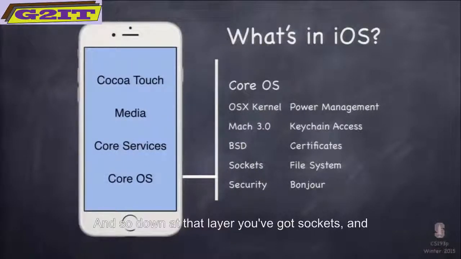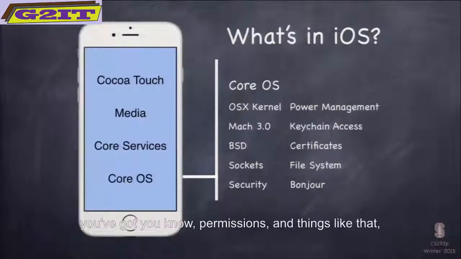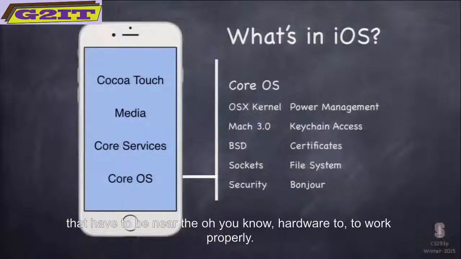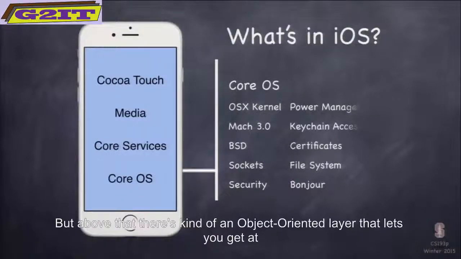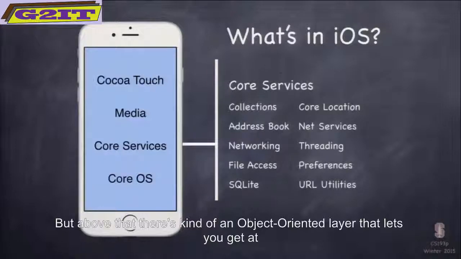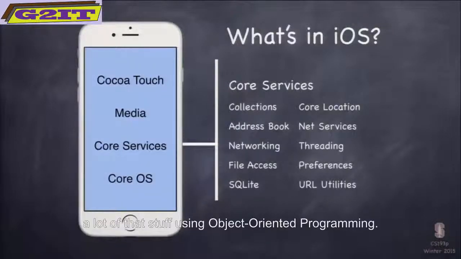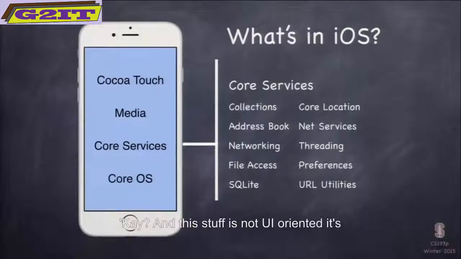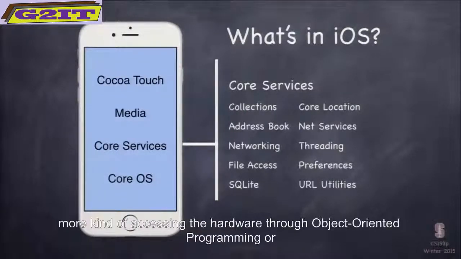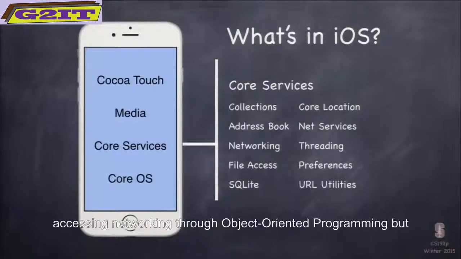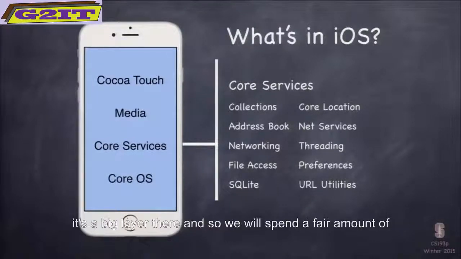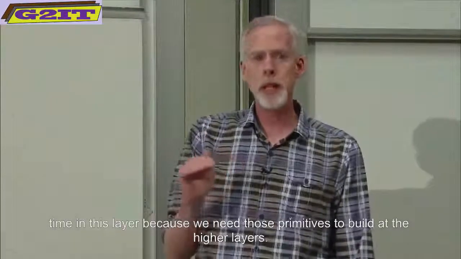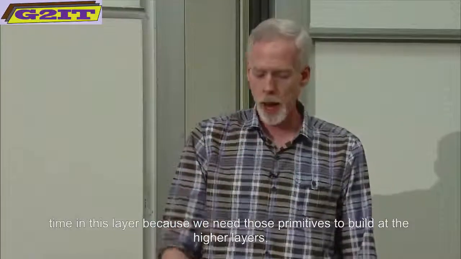And so down at that layer, you've got sockets and permissions and things like that that have to be near the hardware to work properly. But above that, there's an object-oriented layer that lets you get at a lot of that stuff using object-oriented programming. This stuff is not UI oriented. It's more accessing the hardware through object-oriented programming or accessing networking through object-oriented programming. But it's a big layer there. And so we will spend a fair amount of our time in this layer because we need those primitives to build at the higher layers.